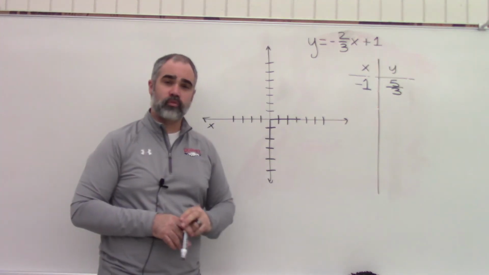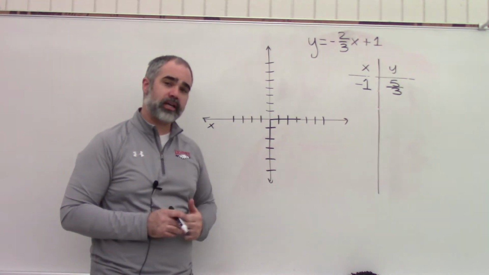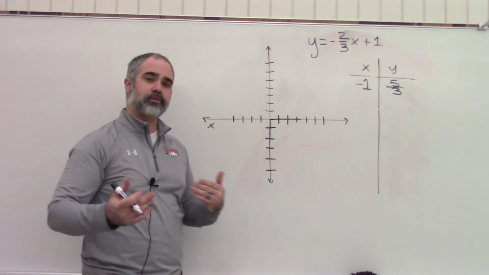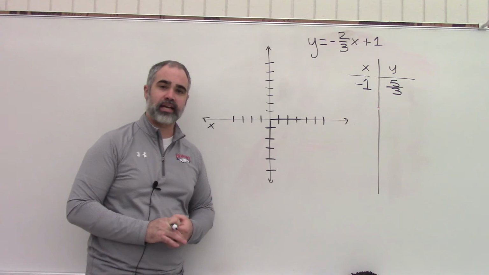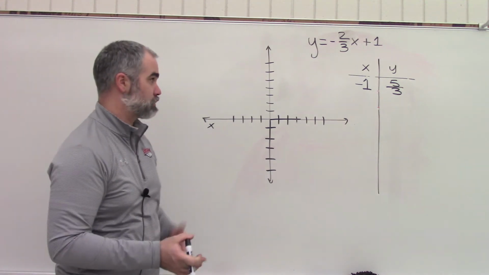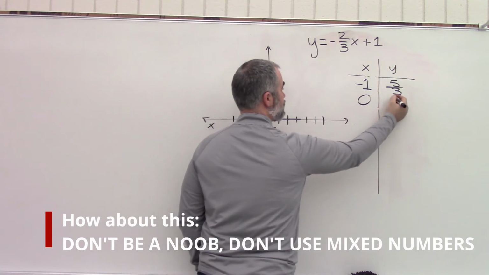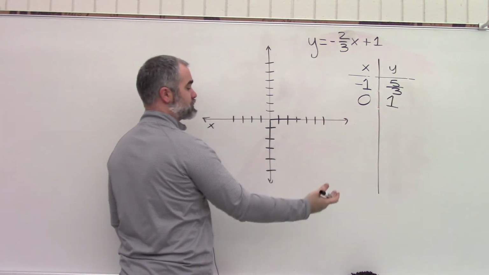So I put in -1 here. Always at least do one negative. And when I plug -1 in, I actually end up with a positive 5/3. That's the same as 1 and 2/3, but you're in Algebra 1, you don't need to use the middle school and elementary school version of mixed numbers anymore. I can put 0 in, and I get 1, and I can fill in the rest of these numbers here.